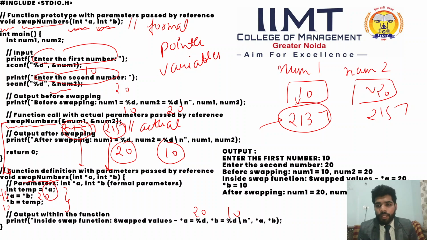So I hope that you have understood the concept of parameter passing, call by reference and call by value, and the difference between both of them.